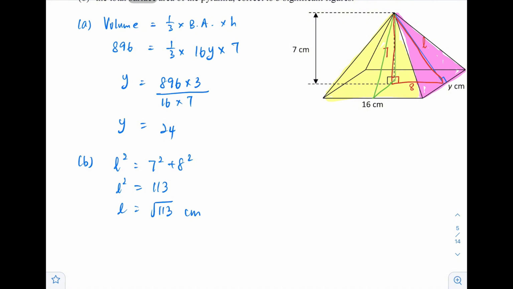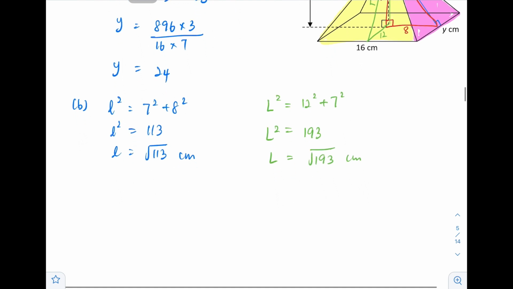Again, the height of the triangle is still 7. The base is half of 24, which is 12. In order to find this slant height, which I will call capital L, I am going to use Pythagoras theorem again, and I'm going to have L squared equals 12 squared plus 7 squared. Again, let's use the calculator, and we will get 193 for L squared. So L would be the square root of 193 cm.